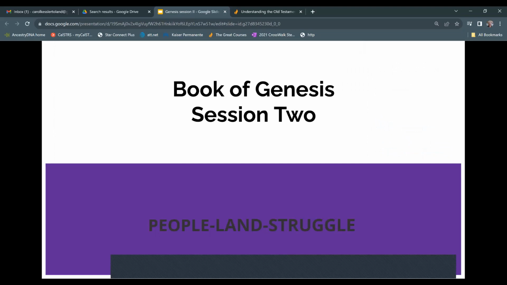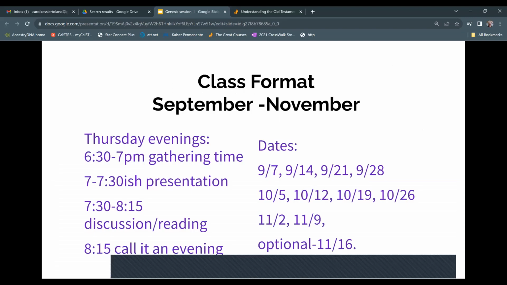So we are in session 2 of the book of Genesis. Our overall theme throughout the Old Testament is people, land, and the struggle. Just a quick reminder of our class format.